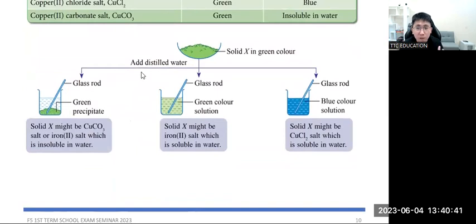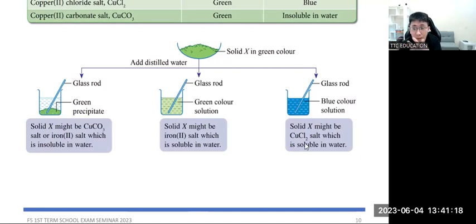I add distilled water, and it still gives you a green precipitate. If you see a green precipitate, the high chance is CuCO3. Why? Because CuCO3 is insoluble in water. But if this green solid X can dissolve, then the high chance is Fe2+, because Fe2+ salt is soluble. CuCO3 is an insoluble salt. Just by one green color and dissolving into water, you can get two different possibilities.